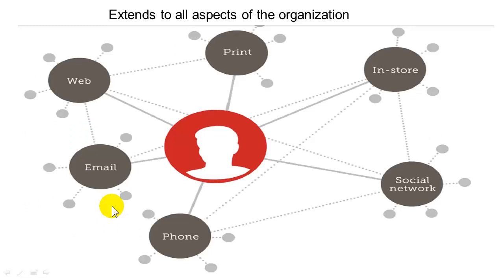Developing user-centered content extends to all aspects of the organization. So the client will be interacting with possibly a phone. Here again, we've all called and we get these press 1, press 2, press 3, etc. How user-friendly is that? Email, where we can click links. Obviously the web, print materials, an in-store experience, and our social networks. So we're looking at how user-centered content exists in different formats.